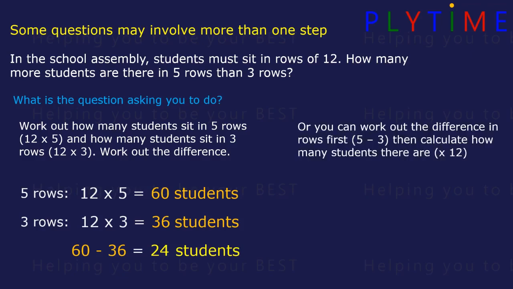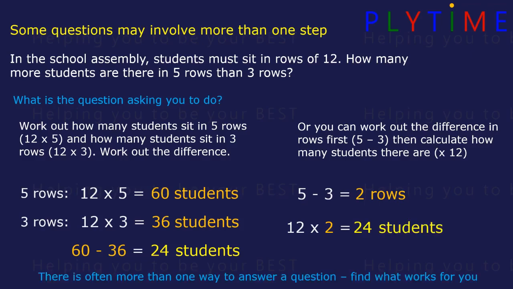Or we could work out the difference in rows first, 5 minus 3 rows, and then calculate how many students there are in that many rows, so times it by 12. So the number of rows, 5 minus 3 equals 2, 2 rows, and then 12 times 2 rows. 12 times 2 equals 24, so 24 students in 2 rows. There's often more than one way to answer a question. Find what works best for you.